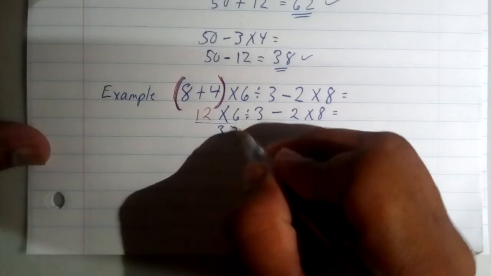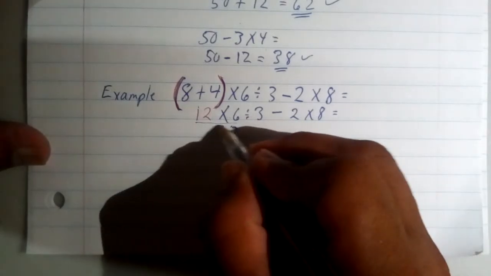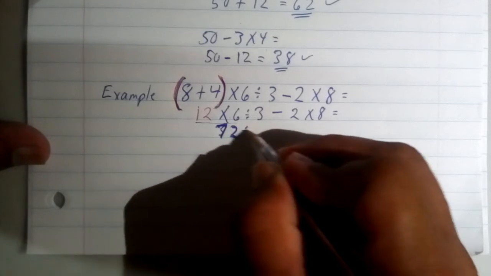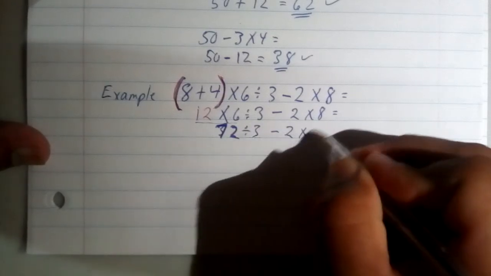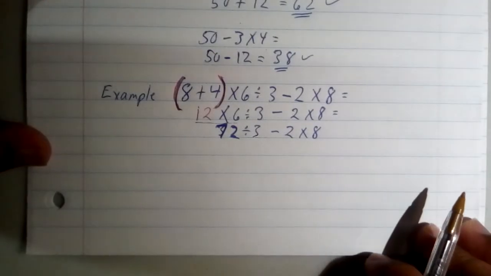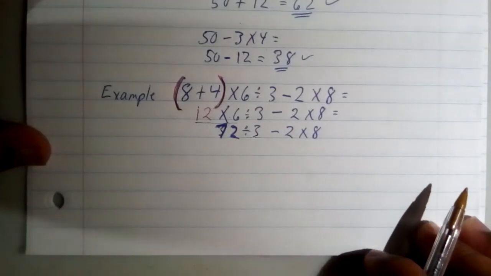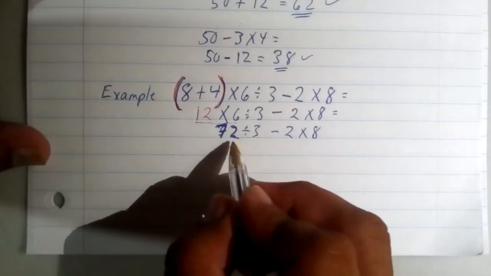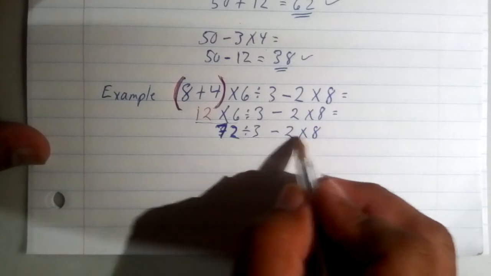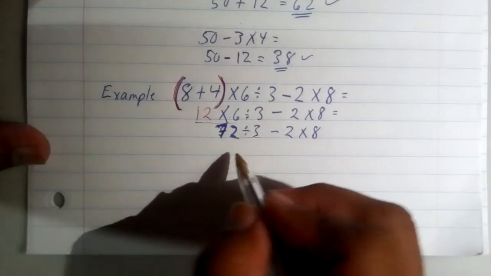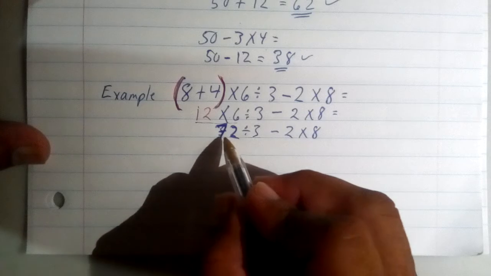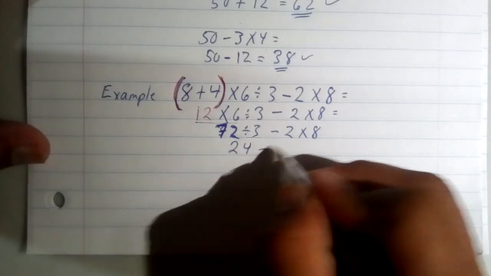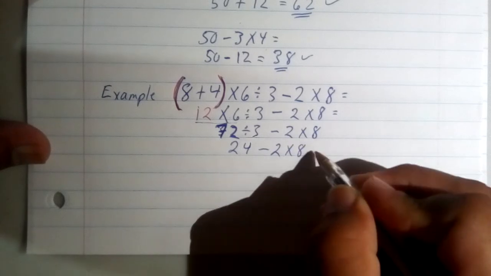6 times 2 gives us 12. 6 times 1 is 6, 7, 72. Sorry about that. So that's 72 divided by 3 minus 2 times 8. Okay, so that's our solution to that part there. So now we're going to continue. It says division. Let's continue on our left hand side. We could have multiplied this out right away, but let's work with this piece here. So we say 72 divided by 3. That is going to give us 4 minus 2 times 8 equals.